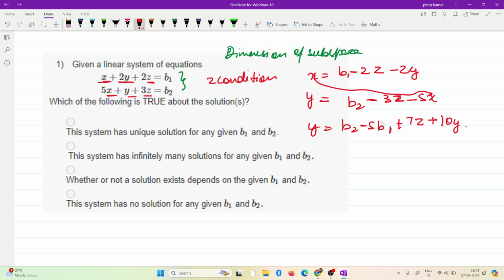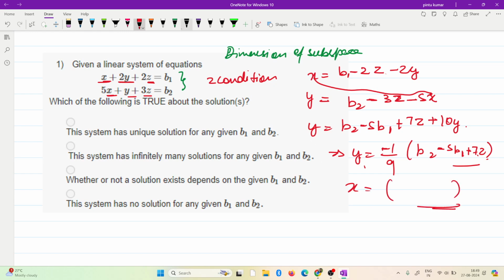So yeah, this can be given by y is equal to minus 1 by 9. B, this is 9, not g, b2 minus 5b1 plus 7z. Okay. So you have obtained the value of y in terms of z. Similarly, if you plug this y in here, you can obtain x in terms of z. So z here turns out to be a free variable.